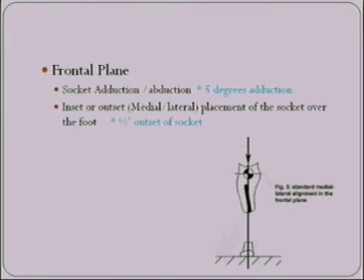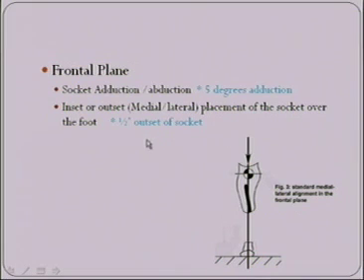Now we're going to go to some of the frontal plane bench alignment values. And first we're going to have socket adduction and abduction. The standard is 5 degrees of adduction, which is in towards the midline. So if you look at this picture, you can see that this socket is tilting in towards the midline. This is the medial side over here, and it's kind of running on this type of axis.